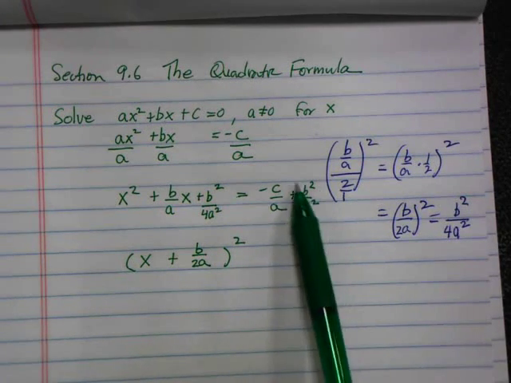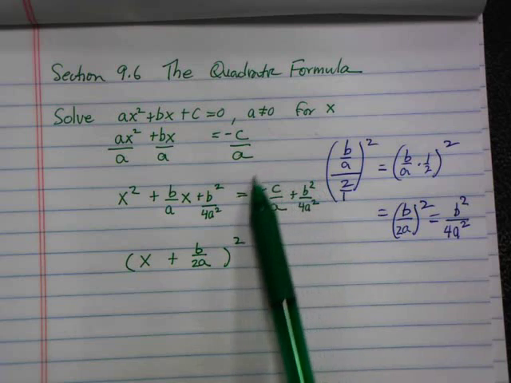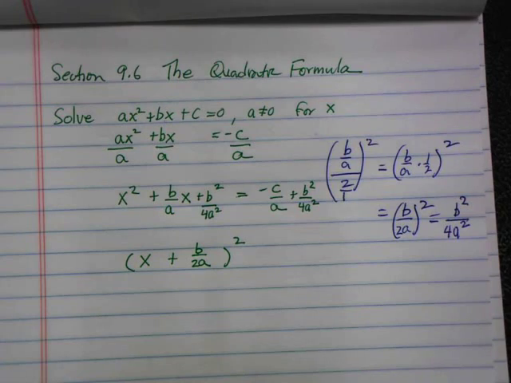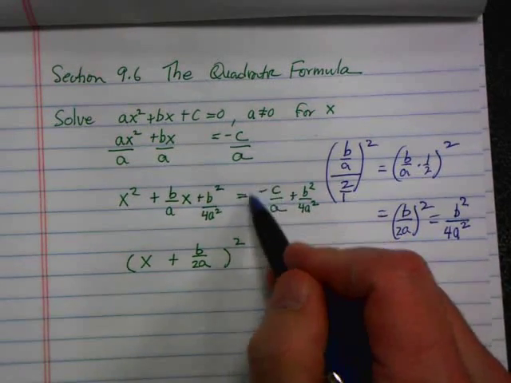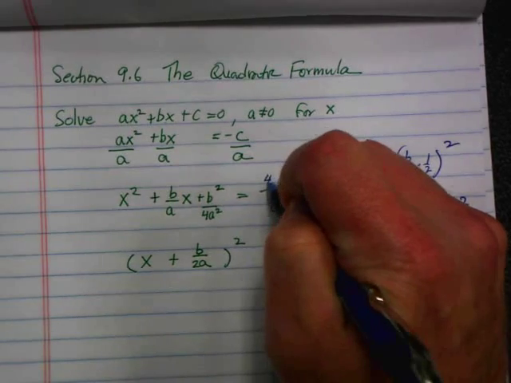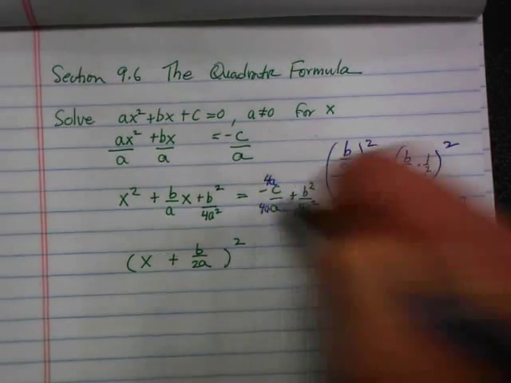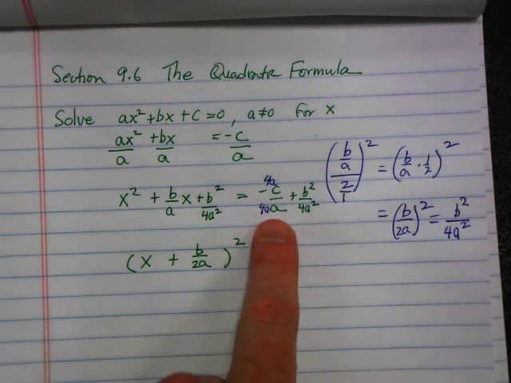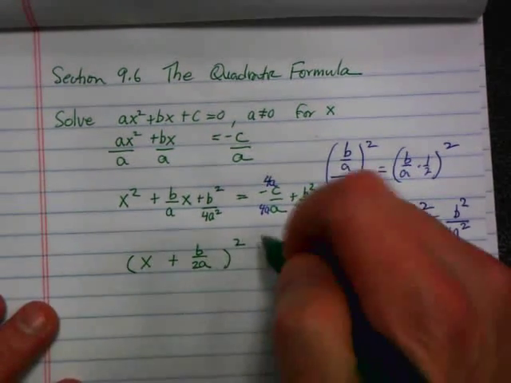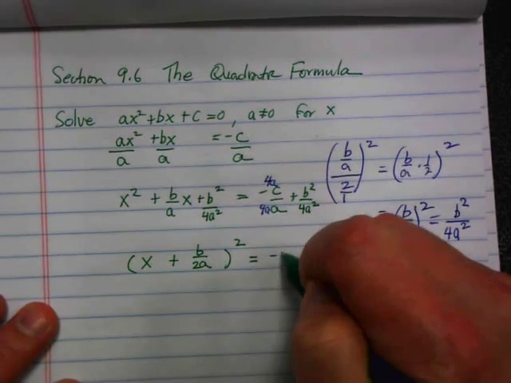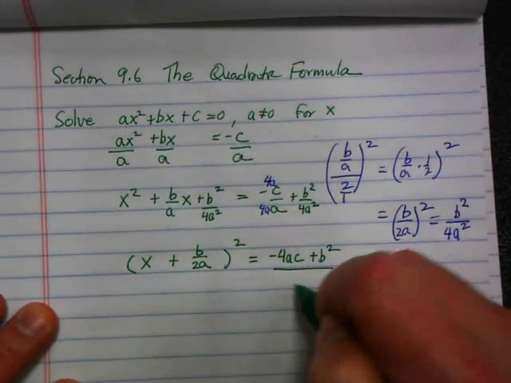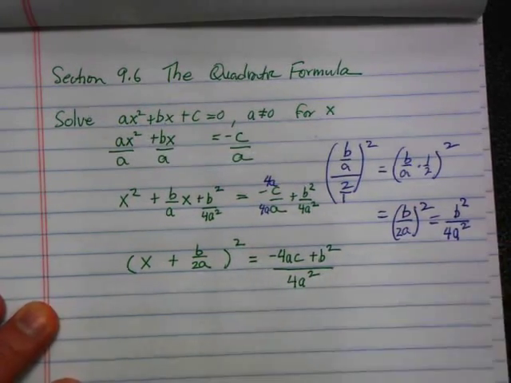Now, this mess over here, I'd really like to have a common denominator. So to get a common denominator, I'm going to take this fraction on the left and multiply top and bottom by 4a. How does that help? If I multiply the bottom by 4a, what's 4a times a? It's 4a squared, isn't it? So I'm going to write this as minus 4ac plus b squared over 4a squared.